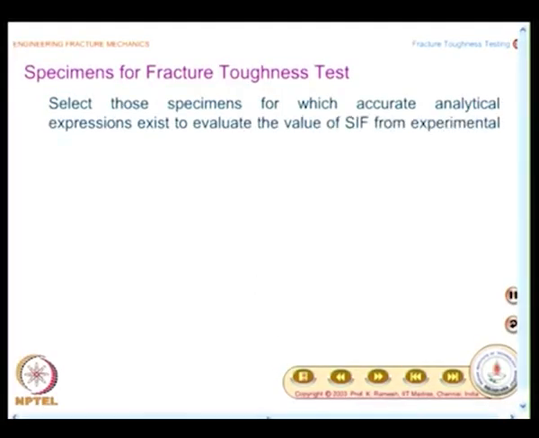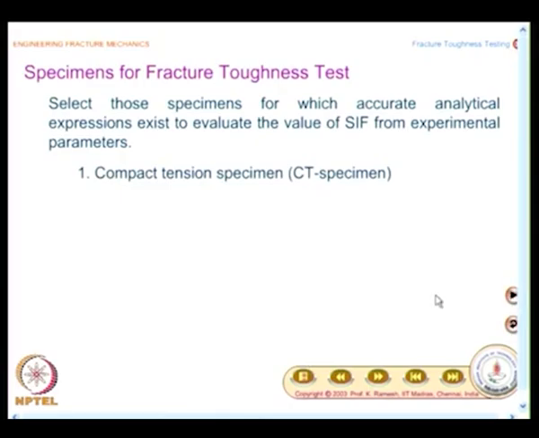And what are the specimens that you could use for fracture toughness test? I had said in the initial stages they had used the CCT specimen, but now different specimens have been reported. But the basic philosophy is, select those specimens for which accurate analytical expressions exist to evaluate the value of SIF from experimental parameters.